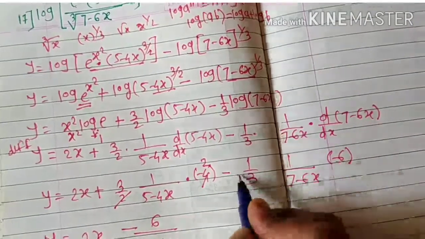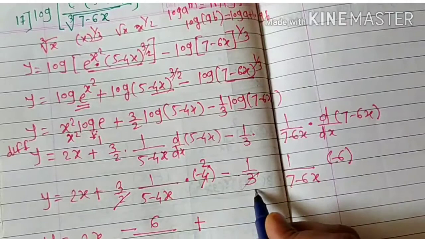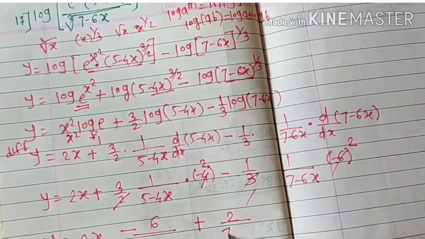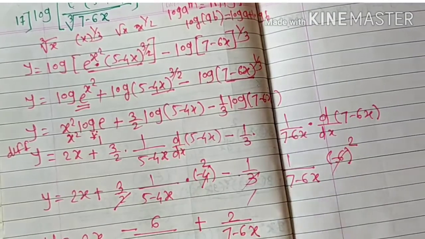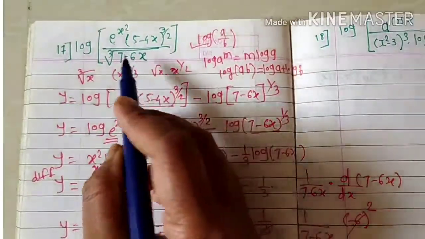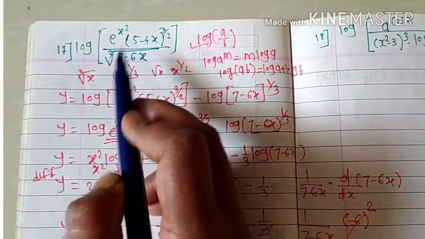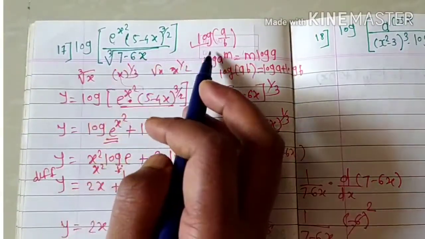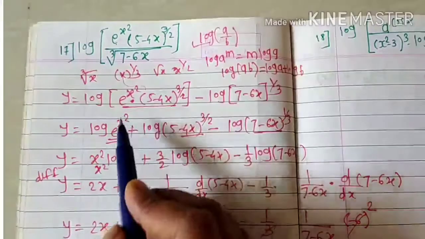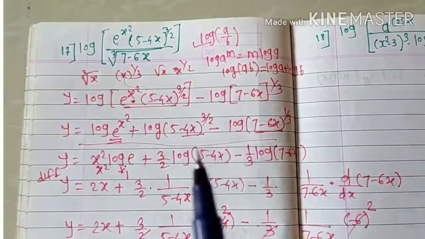Then this minus and this minus is also plus, and 3 into 2 is 6, means 2 divided by 7 minus 6x, which is the value of the derivative. In such type of an example, if it is a product function or quotient, first simplify using the properties of logarithm and convert it into a simple form such that we find the derivative easily.